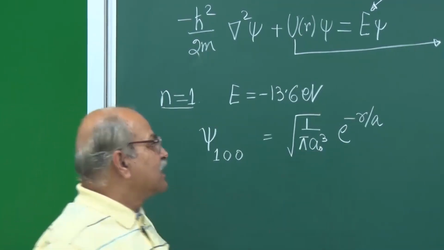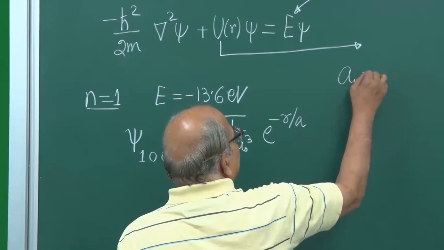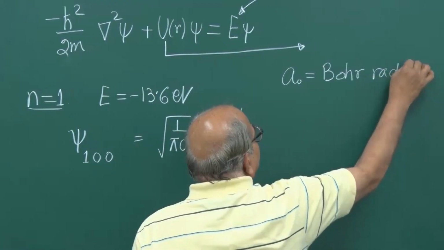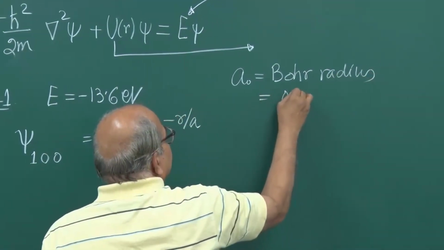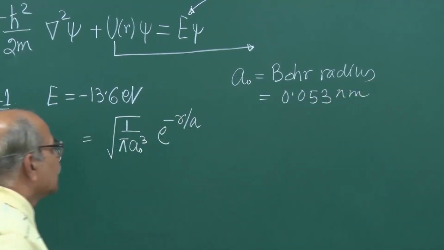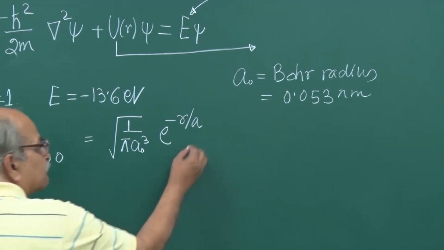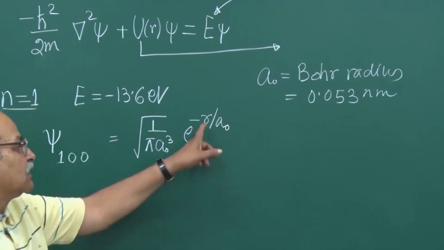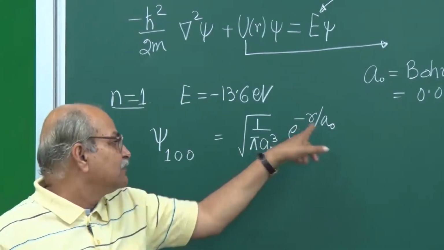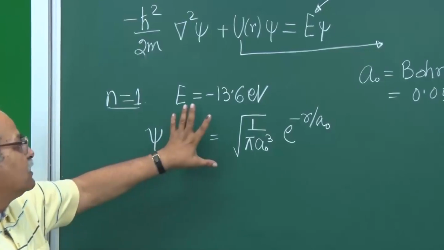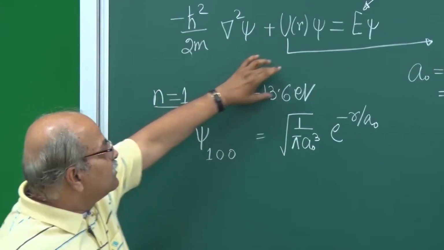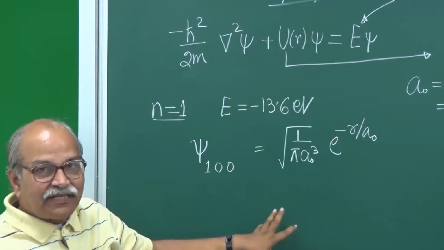This a naught is the same as that Bohr radius, which is 0.053 nanometers, and r is the distance of the electron from the proton. This a naught is the same as this a naught, the Bohr radius. So this is the function. This psi you have to put here and this energy you have to put here, and the equation is satisfied.